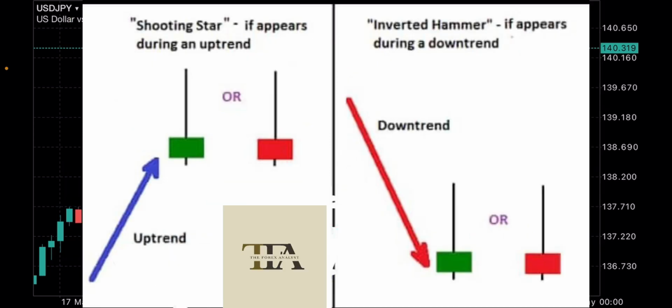So the shooting star is a hammer, but a reverse hammer, a hammer that is turned upside down. It has a long wick at the top and a short wick at the bottom. It's also in the shape of a hammer but turned upside down. While the inverted hammer has the same structure as the shooting star, the only difference they have is that the inverted hammer is found at the downtrend, while the shooting star is found at the uptrend. So that's the only difference between the shooting star and the inverted hammer.